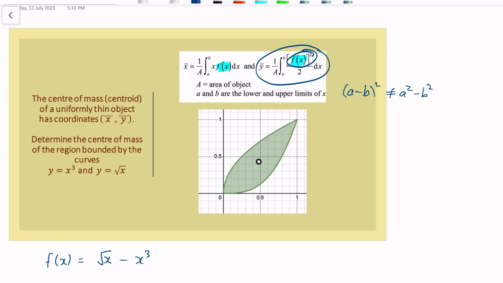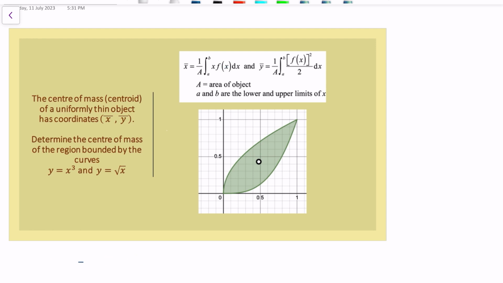So I originally made f of x the difference between the two functions and found it didn't work. And I knew because the y coordinate came out not to match the picture. It was too high, too low. It might have even been outside the shape, I can't remember, but that enabled me to reflect and go, I've got something wrong here, and I switched it.